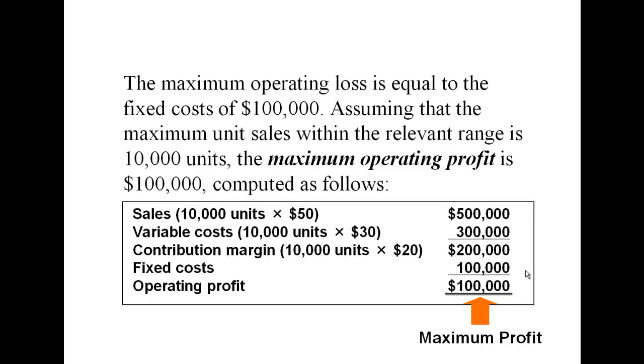Here it says the maximum operating loss is equal to the fixed cost of $100,000. If we don't produce anything, we're still going to have $100,000 of fixed cost. If we produce more than that, we're going to incur some variable costs, but at the level of 0, we're going to have $100,000 of fixed cost. So assuming that the maximum unit sales are within the relevant range of 10,000 units, the maximum profit is $100,000 as computed below.